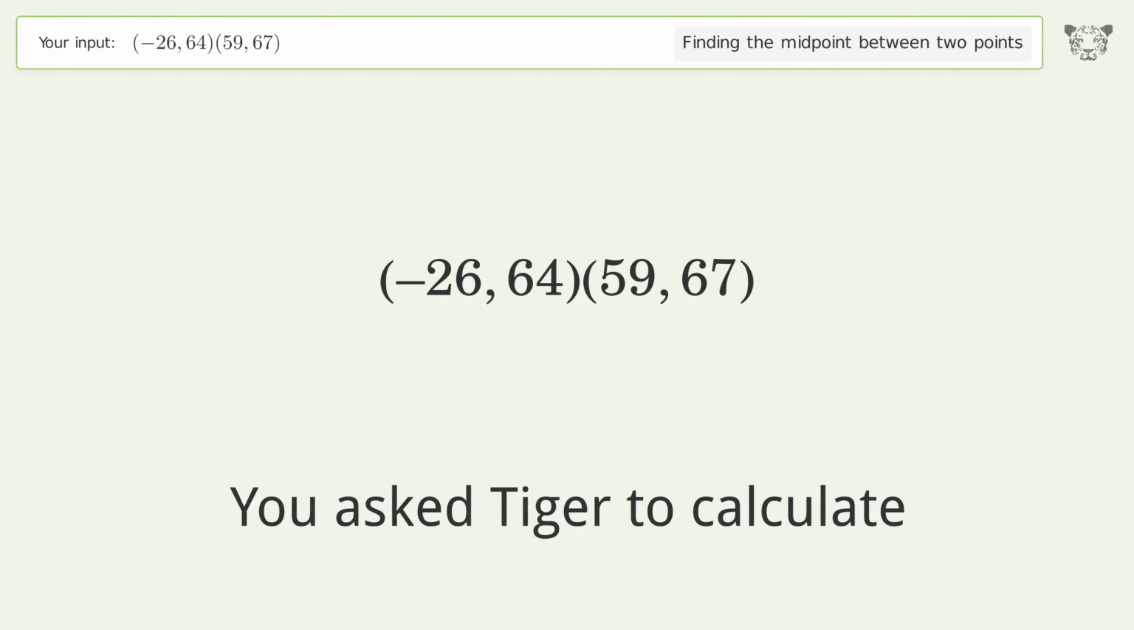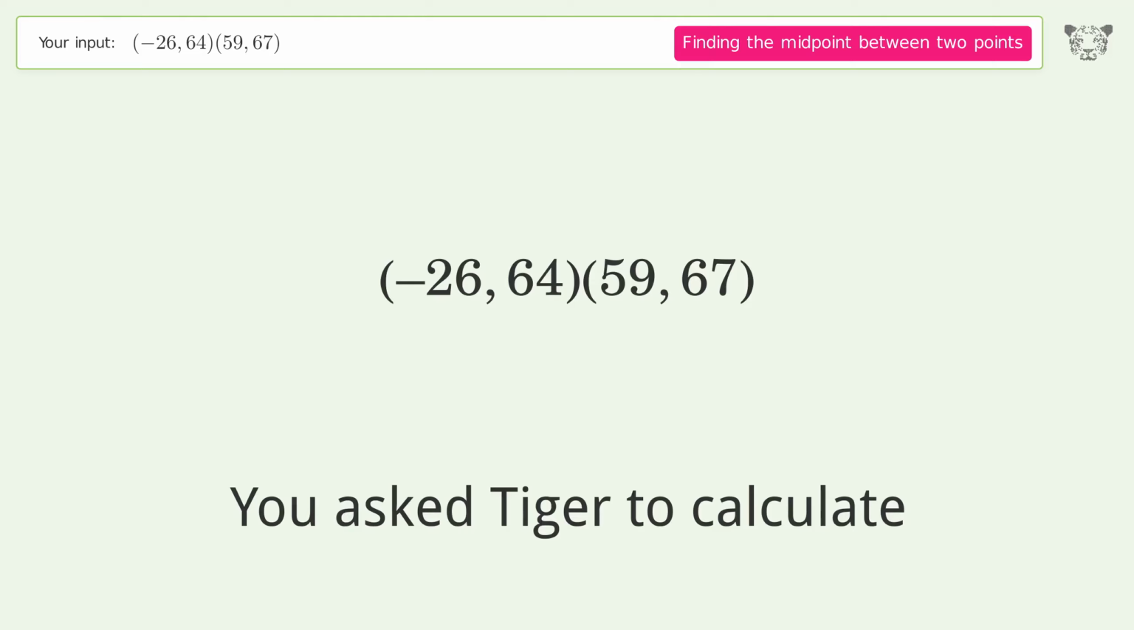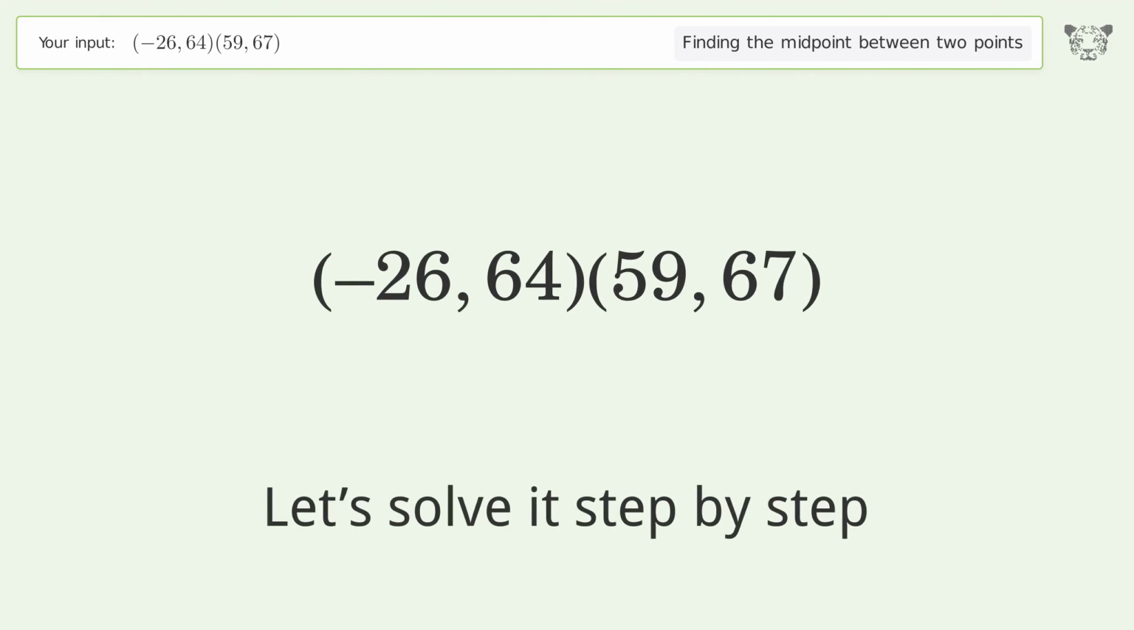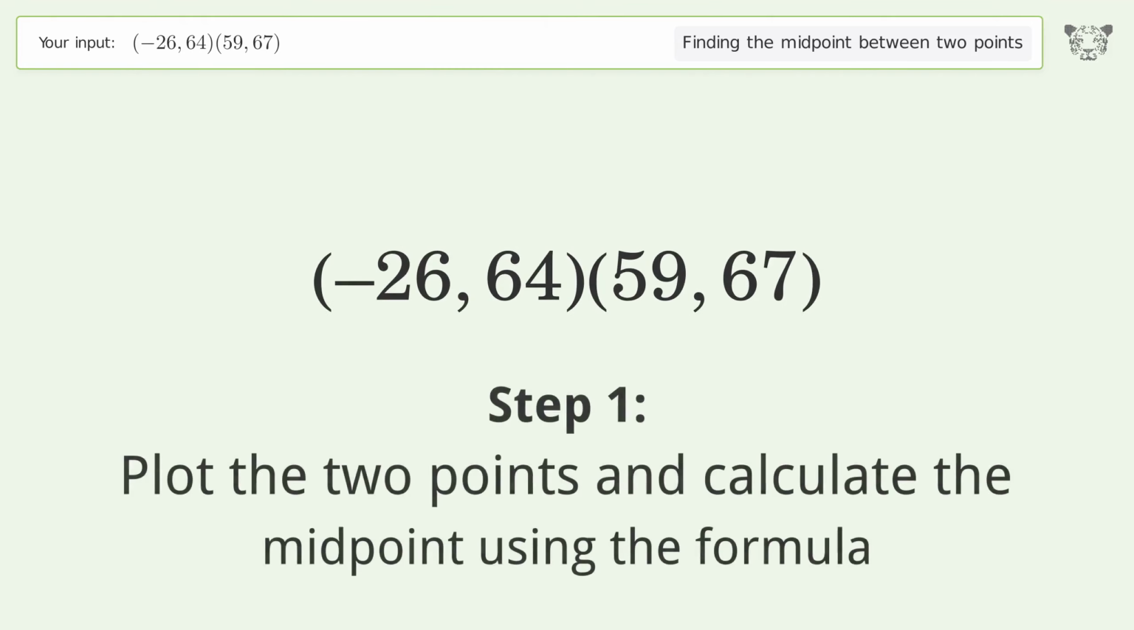You ask Tiger to calculate. This deals with finding the midpoint between 2 points. The midpoint between the 2 points is 16.5, 65.5. Let's solve it step by step. Plot the 2 points and calculate the midpoint using the formula.